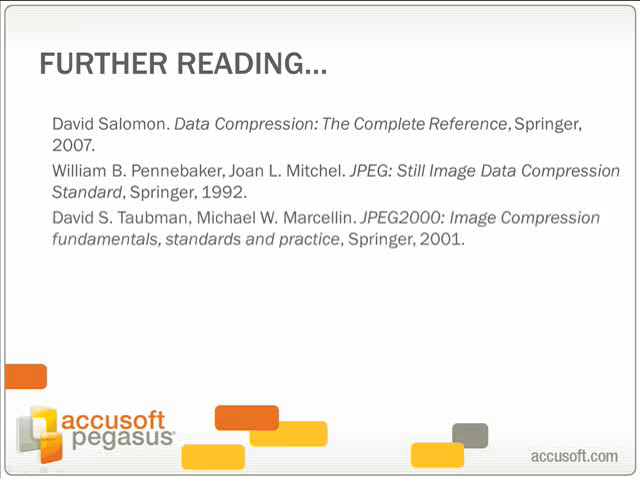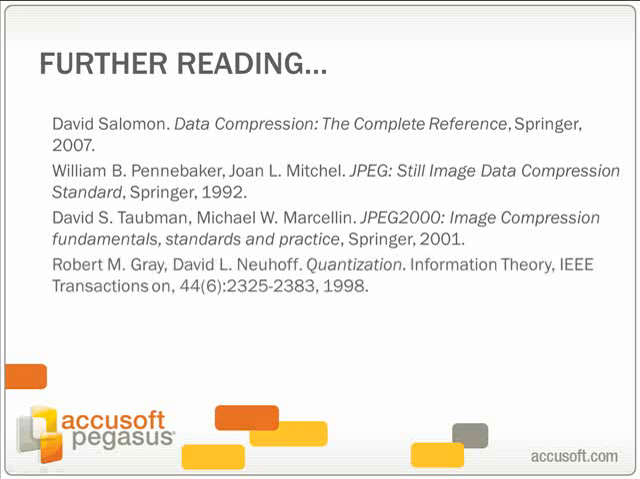JPEG 2000: Image Compression Fundamentals, Standards and Practice gives an excellent overview of the JPEG 2000 standard. It finds the right balance between theory and practice, so that you will not only be able to understand how JPEG 2000 works, but also why it works. If you're a math guy and really want to know what's going on behind the scenes, Gray and Neuhoff's paper Quantization gives a very detailed overview of rate distortion and information theory. But beware: this condensed work does not contain any real-world applications, examples, or intuitive reasoning whatsoever.